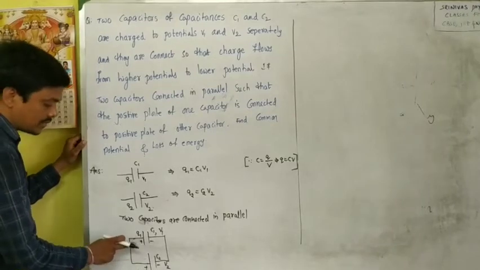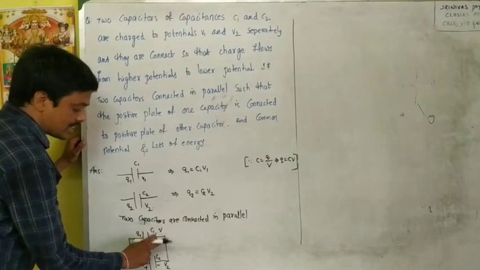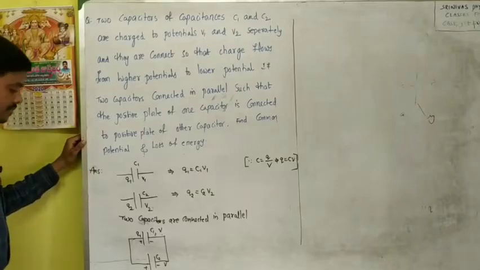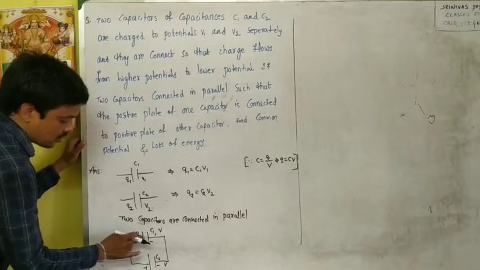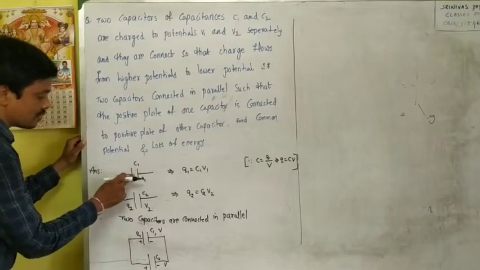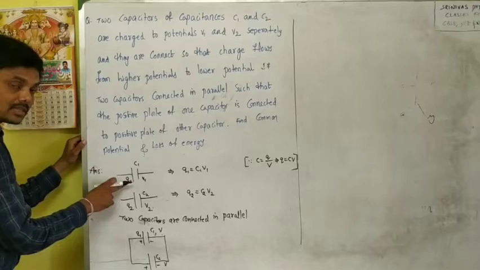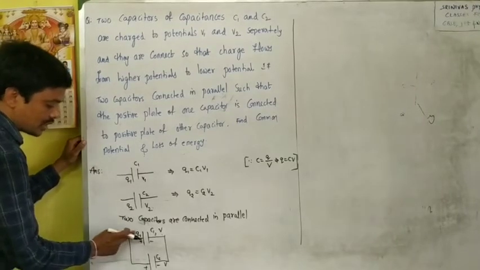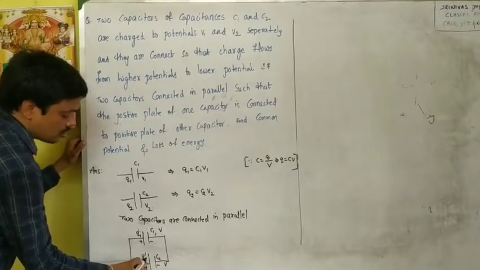That means after some time they will acquire some common potential V, right? Because they are in parallel, and in a parallel combination the potential is constant. Before connecting in parallel, the charge stored on the first capacitor is Q1 and on the second capacitor is Q2. After connecting in parallel, the charge stored on the first capacitor we consider as Q1 dash, and on the second capacitor Q2 dash.